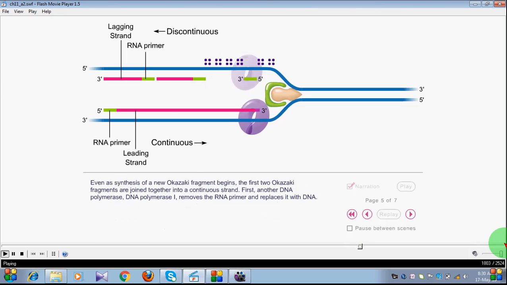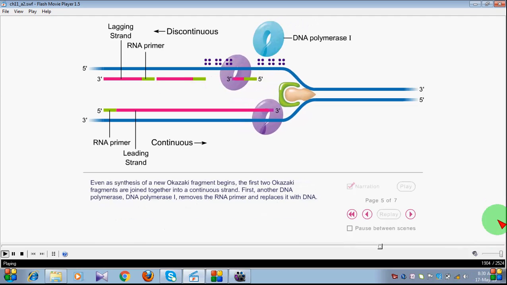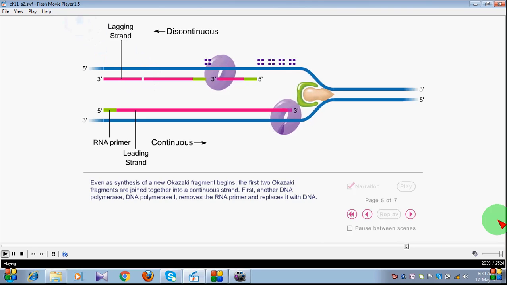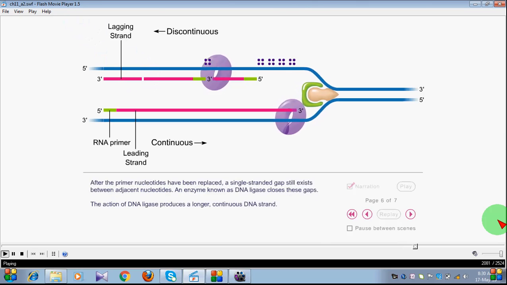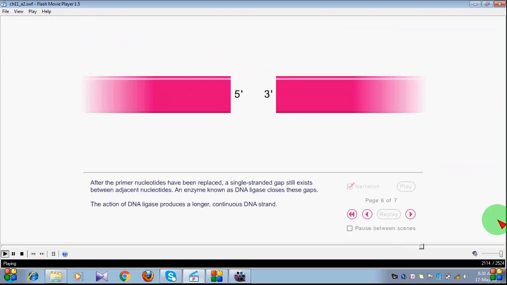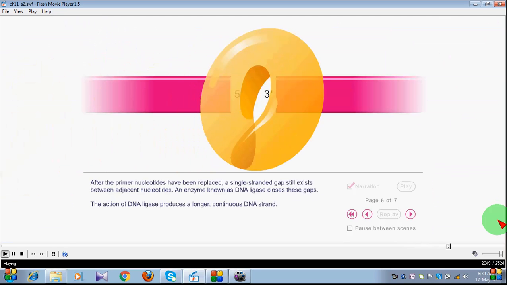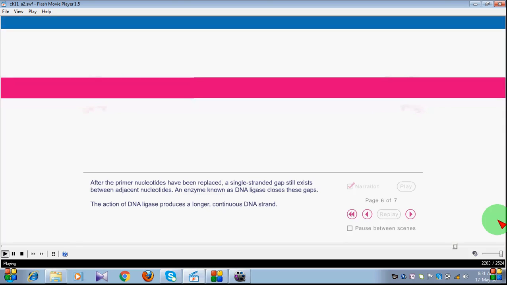Even as synthesis of a new Okazaki fragment begins, the first two Okazaki fragments are joined together into a continuous strand. First, another DNA polymerase, DNA polymerase I, removes the RNA primer and replaces it with DNA. After the primer nucleotides have been replaced, a single-stranded gap still exists between adjacent nucleotides. An enzyme known as DNA ligase closes these gaps. The action of DNA ligase produces a longer, continuous DNA strand.